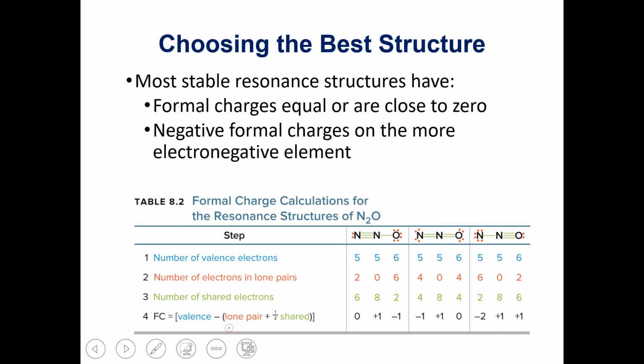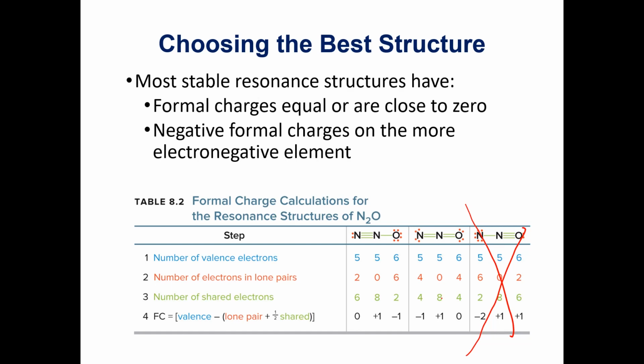So if we look at these 3 structures and the formal charges that have been calculated, this last structure that had the triple bond between the nitrogen and the oxygen gives us a formal charge of -2 on the first nitrogen and +1 on the nitrogen and the oxygen. So if we compare that to the other 2 structures, both of the other 2 structures give us formal charges of 0, +1, and -1. So we can get closer to 0 than -2. So this structure is out.